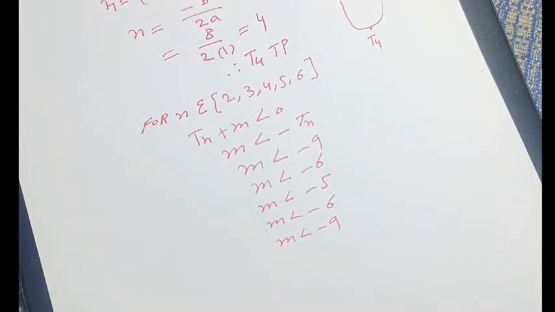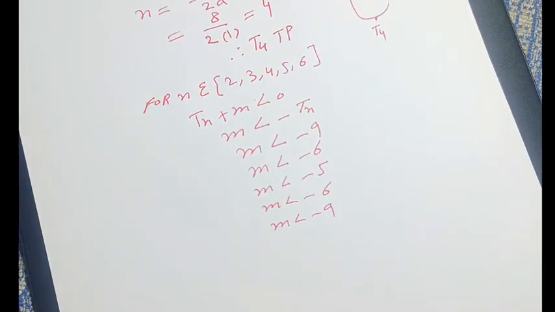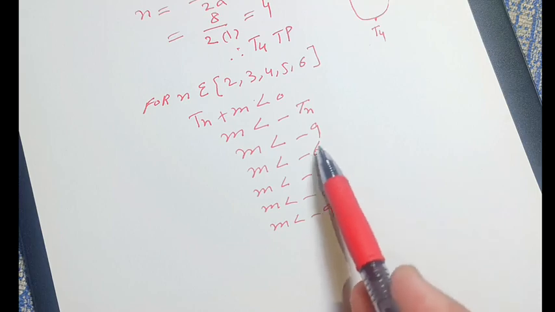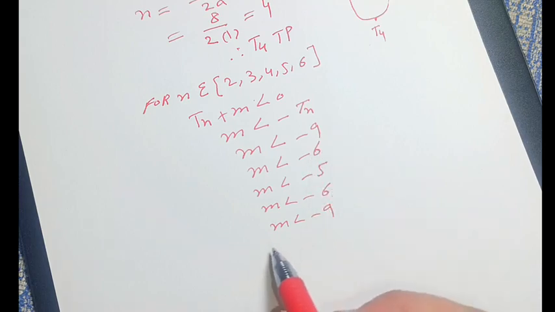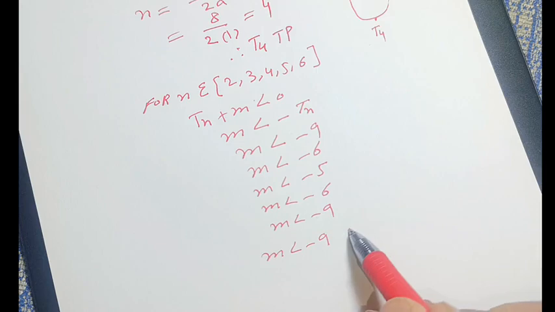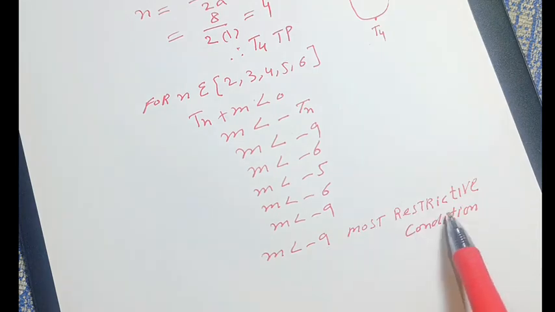Now, the most restrictive condition here is m less than negative 9. Can you see this? The most restrictive. So we say m less than negative 9, m less than negative 9 is the most restrictive condition.